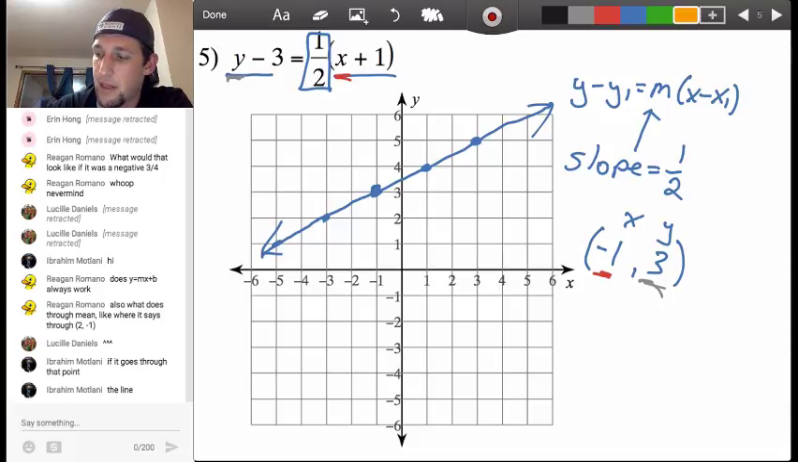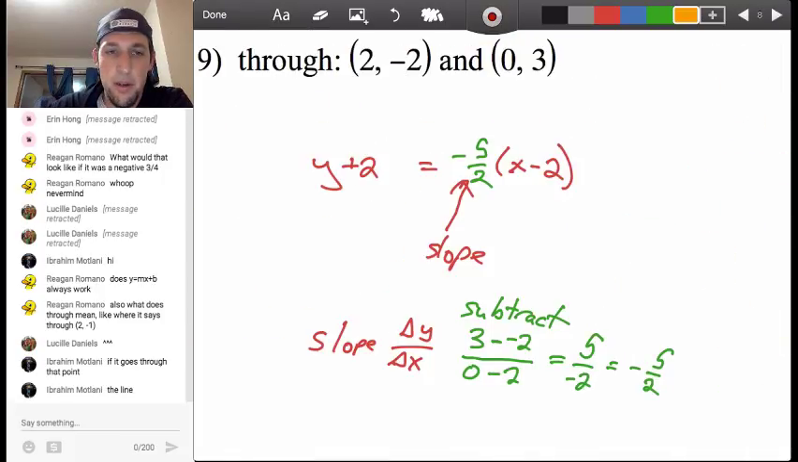And I think the biggest thing in making sure you understand the writing equations part is this one. Understanding that sometimes we might need to be able to calculate the slope. But if you understand that slope is change in y over change in x, you should be good. That's all I've got on this one.